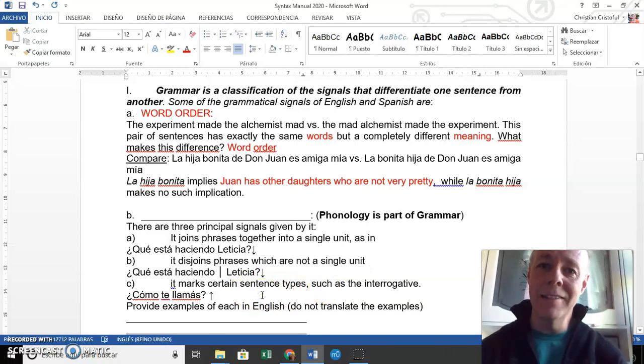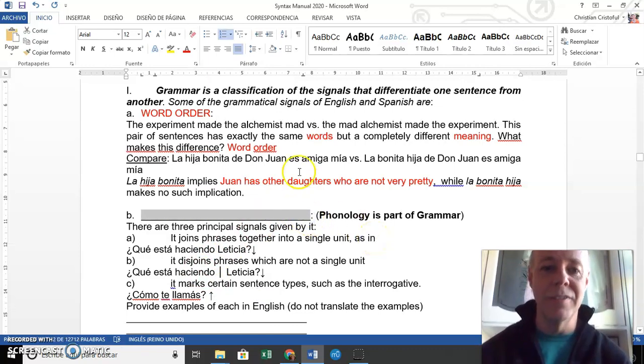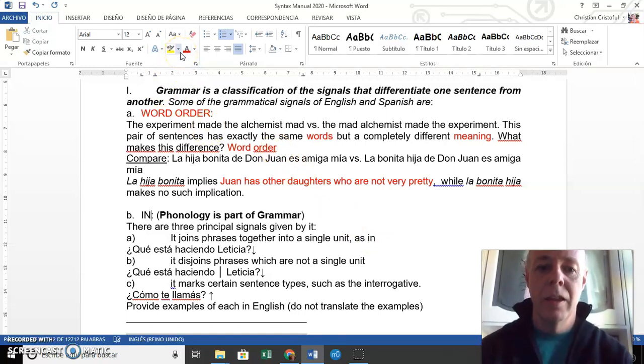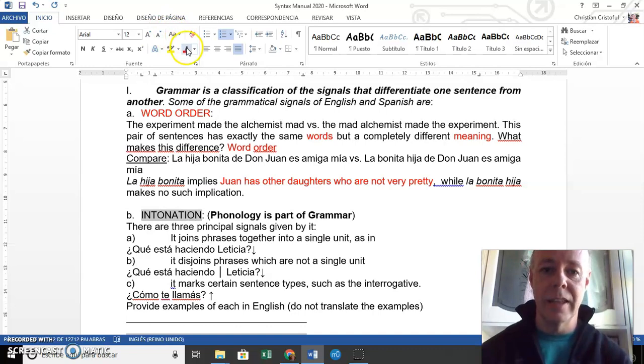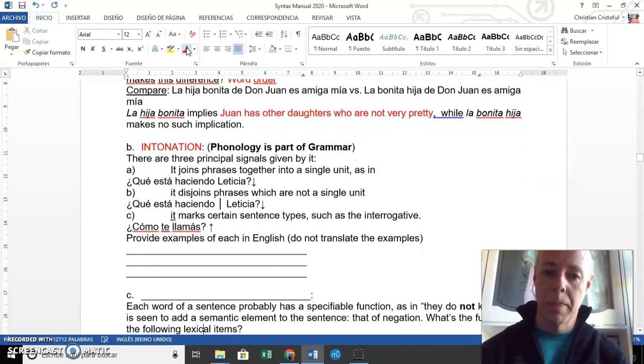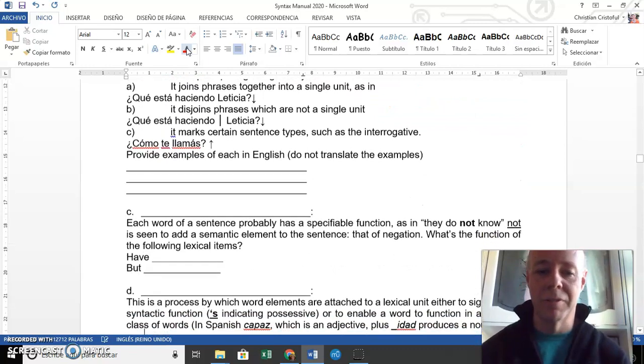¿Cómo te llamas? So what has changed in these three phrases? ¿Qué está haciendo Leticia? ¿Cómo te llamas? What has changed again? Right. Intonation. That is what changes. One is rising intonation, the other are going down. So the second signal of grammar is intonation. Okay, and you can provide more examples.